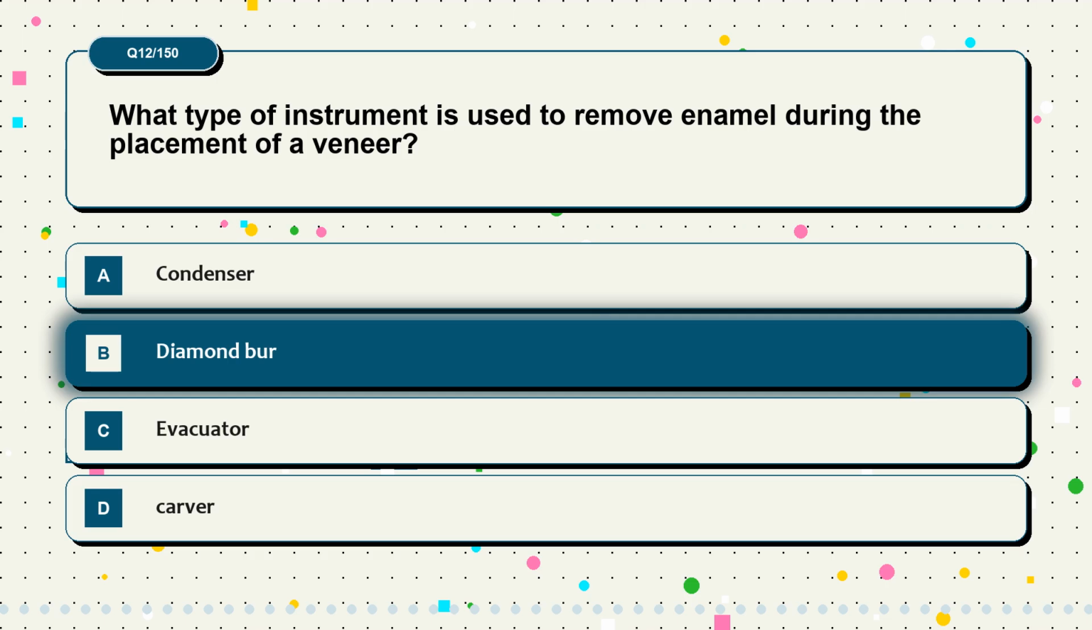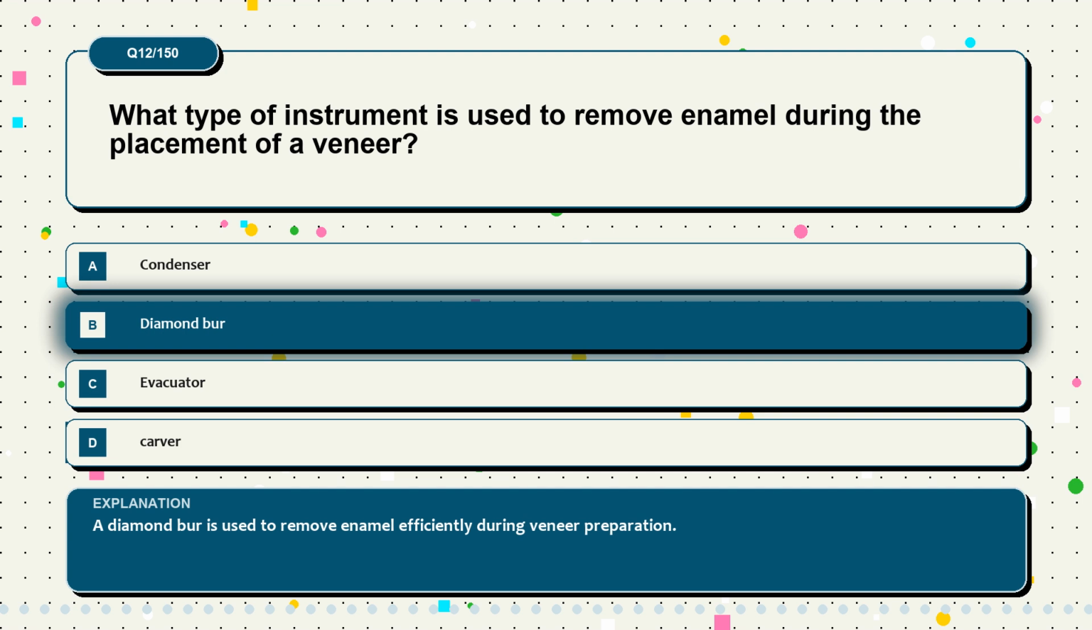The correct answer is option B, diamond burr. A diamond burr is used to remove enamel efficiently during veneer preparation.